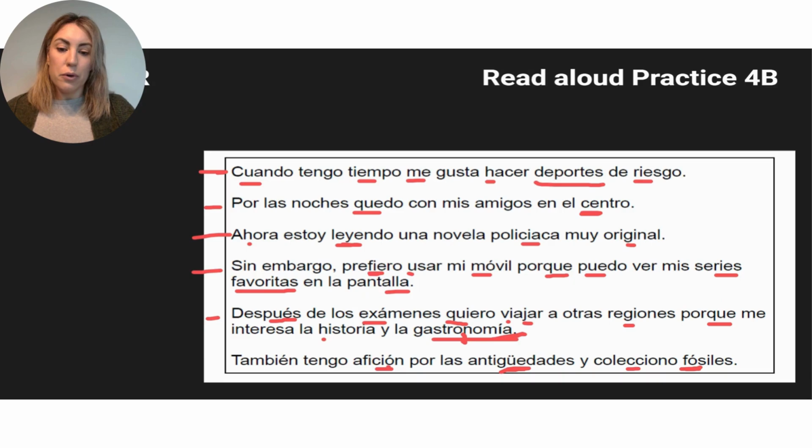So now I also have a liking, or I also have a hobby about antiquities, and I have a collection of fossils. Now, two little dots on U between G and E means we have to read the U. So if you would like to know why, check the Spanish pronunciation video in the description box. And that's all. I hope it went well.